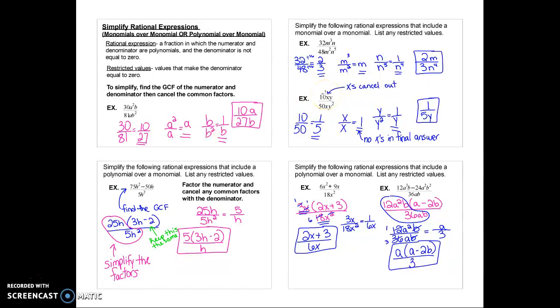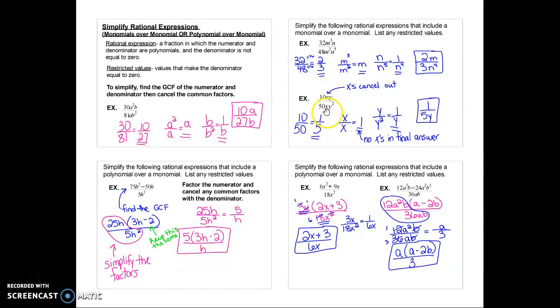Now we have 10xy divided by 50xy squared. 10 over 50 reduces to give you a 1/5. They're both divisible by 10. 10 divided by 10 is 1. 50 divided by 10 is 5. Your x's completely cancel out. I only had 1 to begin with, and I'm taking that 1 away.